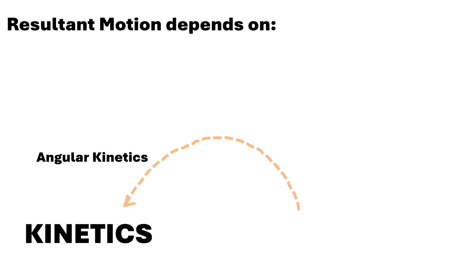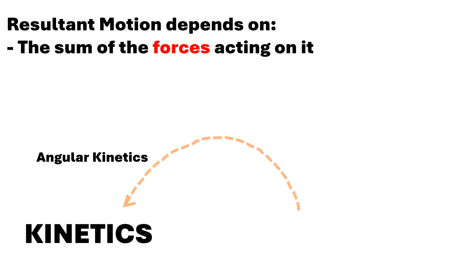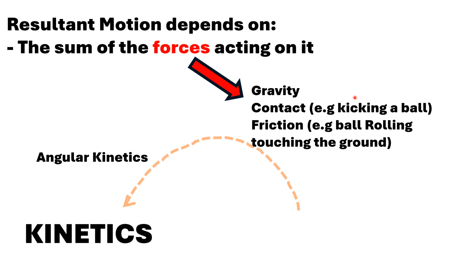There's kinematics, but there's also kinetics, which are forces in movement. Now, they can be linear kinetics, or they can be not curvilinear, but angular kinetics. Resultant motion, so the ending movement, depends on the following factor, which is the sum of the forces, so all the forces together that act on it, and these can be things such as gravity, contact, so you kicking a ball, friction, so the ball rolling and touching the ground constantly. These can be examples of forces, and when they sum up all together, they cause resultant motion.